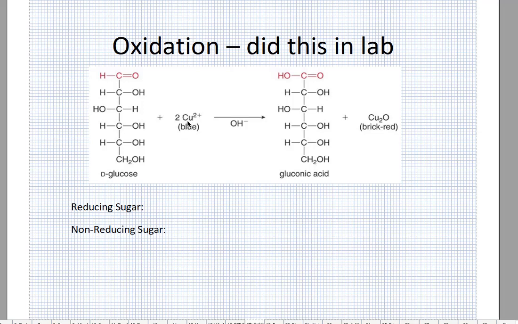Copper 2 is blue. This is either the Benedict's or the Fehling's test. It just depends on the pH, what conditions it's done. You take copper 2, which is blue, right? So this is a blue solution, and if you react it with a reducing sugar, the copper 2 becomes copper 1. I won't get into the details here, but now this is copper plus 1. So it went from copper plus 2 to copper plus 1. The copper was reduced.